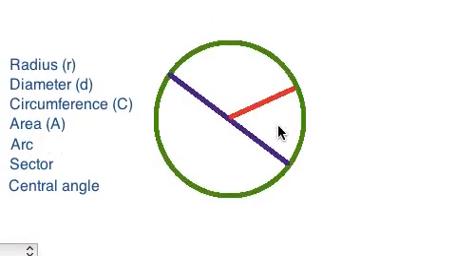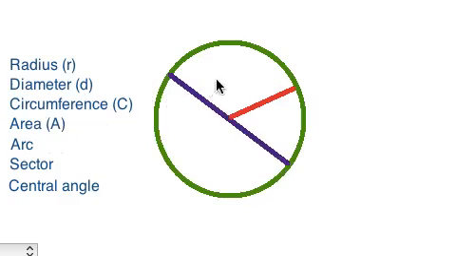Well, in order to understand all this, you need to know a little bit of vocabulary. You need to know that the radius of the circle is this red thing here. It's just a measurement from the center of the circle to the edge. Diameter is a measurement all the way across that passes through the middle. Circumference is the distance around the circle. It's like the perimeter of the circle.